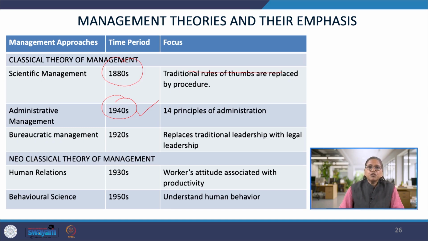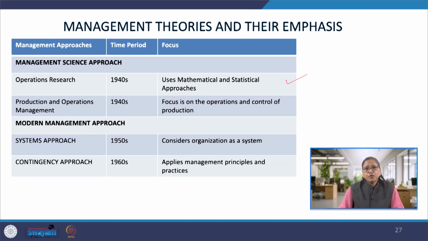The neoclassical theory of management focused on human relations in the 1930s, with workers' attitudes associated with productivity. The behavioral science approach, in the 1950s, sought to understand human behavior in organizations. Further, the management science approach came into being, which emphasized operations research in the 1940s, using mathematical and statistical approaches to solve management problems. Production and operations management in the 1940s focused on the operations and control of the production process that transforms resources into finished goods and services.